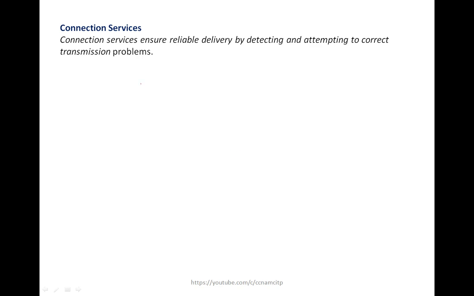Guys, next topic, what is connection service? Connection service ensures reliable delivery by detecting and attempting to correct transmission problems. These are the services which play a very important role. They will detect if there is an issue with that transmission, and if there is any issue they will try to correct it. That is the role of connection services. There are three types of services here.